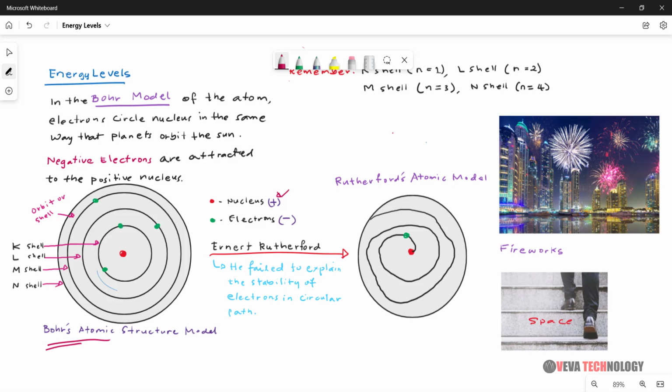Well, it's basically an improved version of Ernest Rutherford's atomic model, overcoming its limitations. Rutherford's atomic model failed to explain the stability of electrons in a circular path. Rutherford stated that electrons revolve around the nucleus in a circular path, but particles in motion would undergo acceleration and cause energy radiation. Eventually, electrons should lose energy and fall into the nucleus. Sorry for the drawing, but that's the idea. This electron here will crash into the nucleus. That's Rutherford's theory in his atomic model.